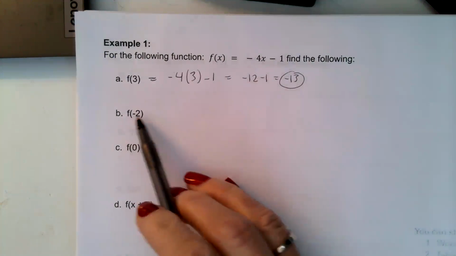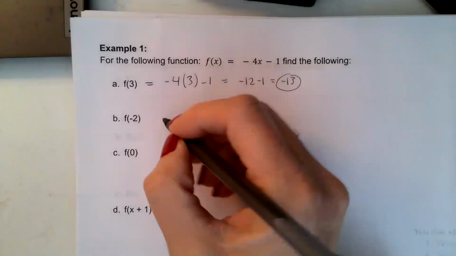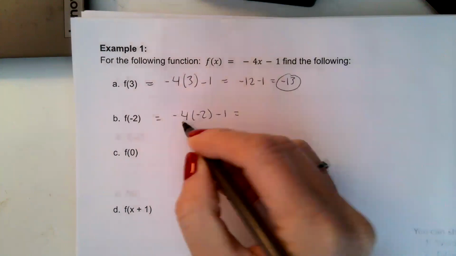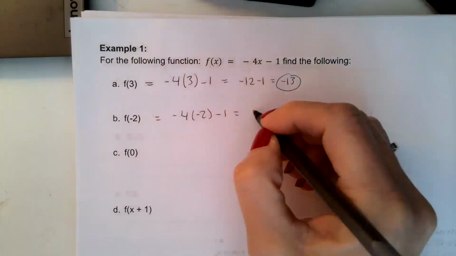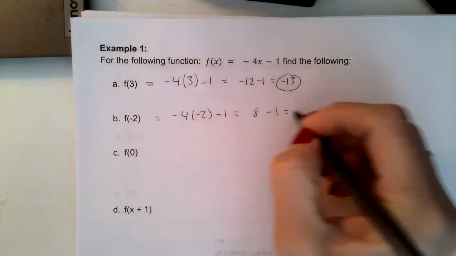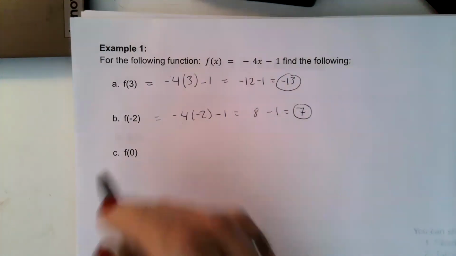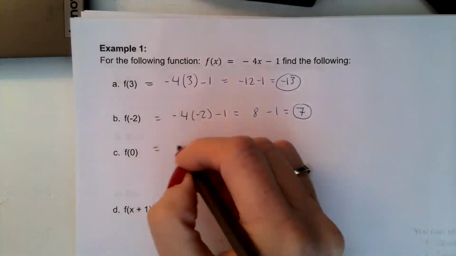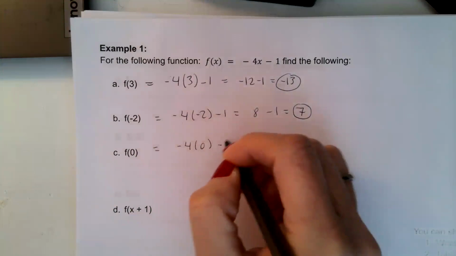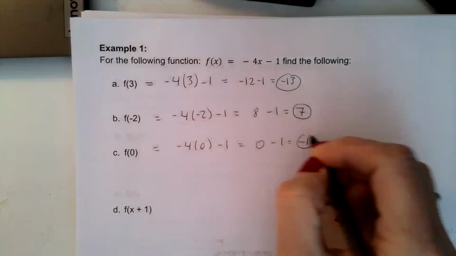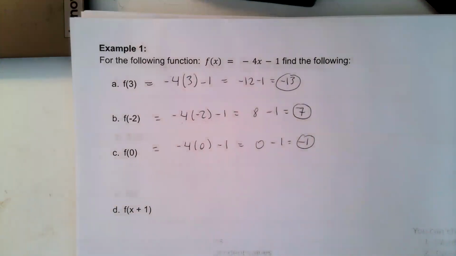The next one is the function evaluated at a negative 2. So this becomes multiplication here. It becomes a positive 8, minus 1 is 7. Letter C is evaluating the function at 0. And that results in a negative 1.